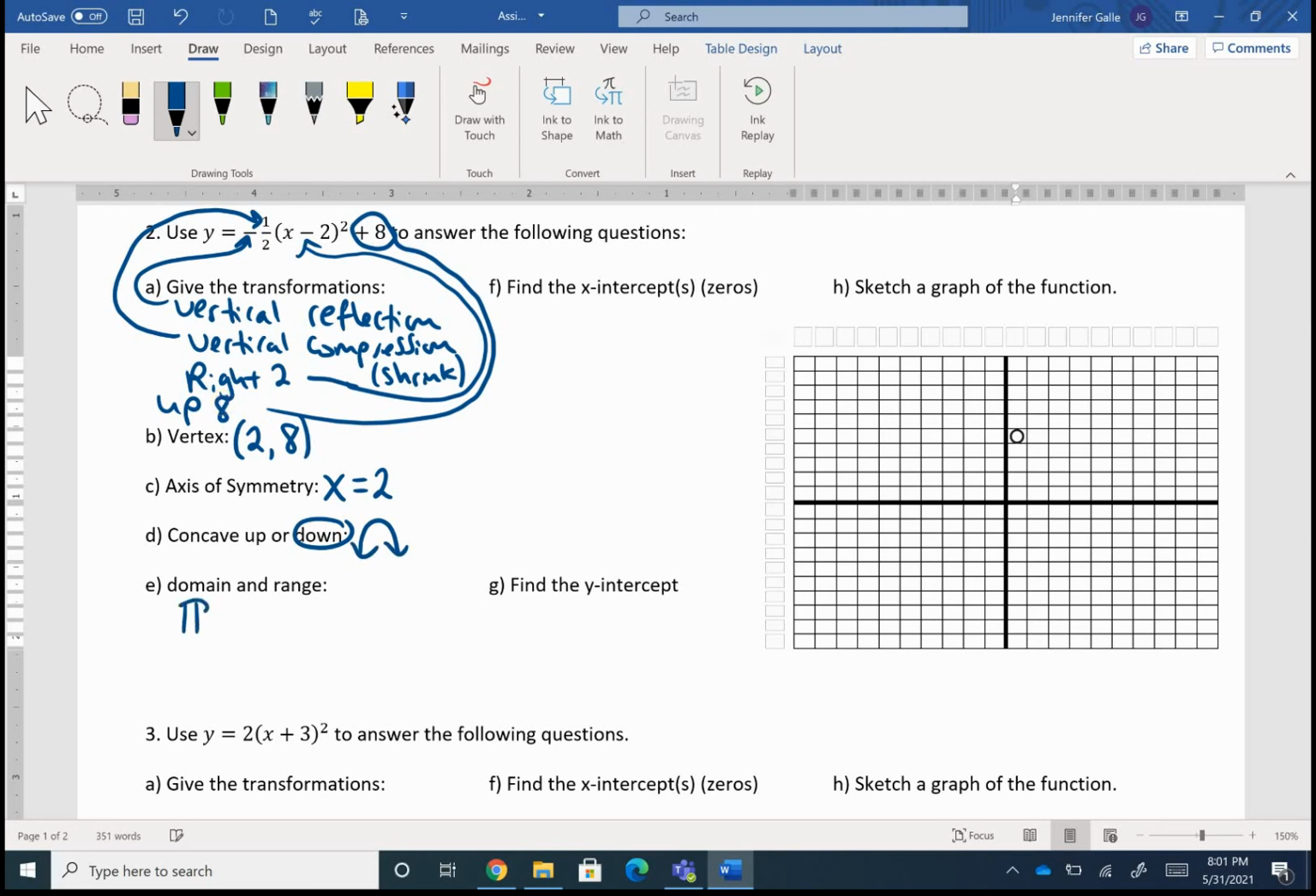Domain, always all reals. The range is always our y value. Our graph opens down, so all of our y's will be less than or equal to the y value at the vertex, which is 8. Our x-intercepts, again, to find the x-intercepts, 0 goes in for y.